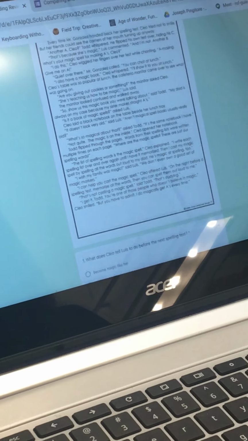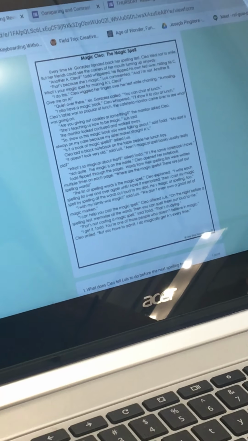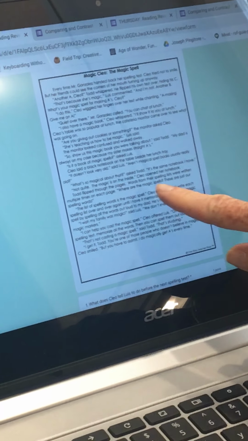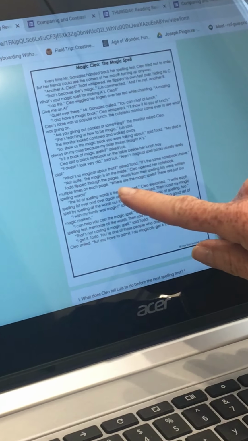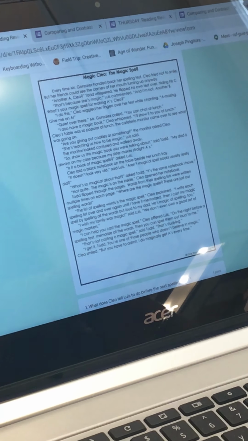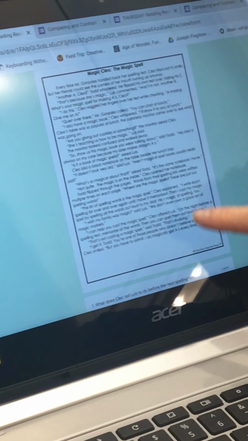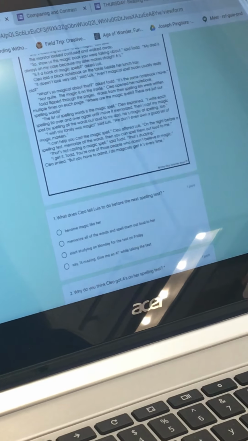So that's the second text up here, the magic spell. And you're going to find a lot of good information in here about how she wrote her words down on her paper and she wrote them multiple times. You're definitely going to want to refer back to this part of the text of how she actually gets an A on the test.